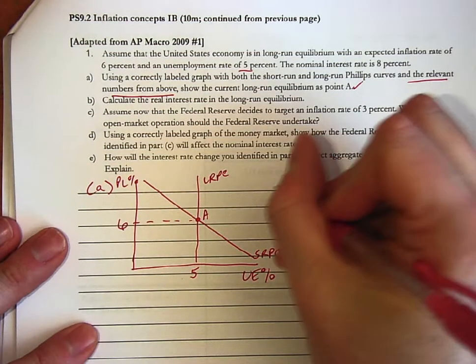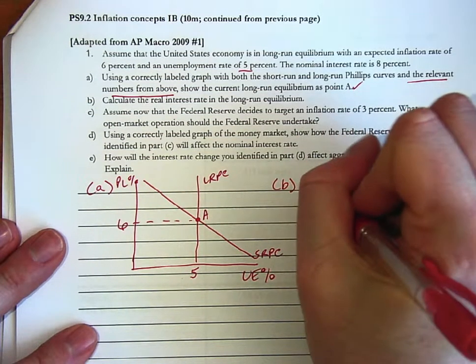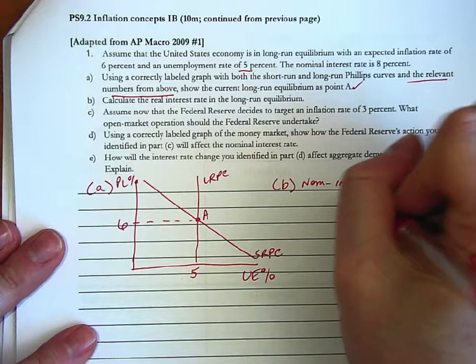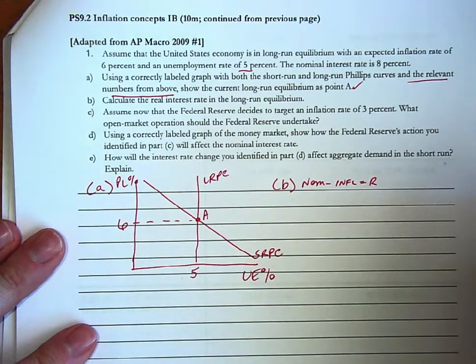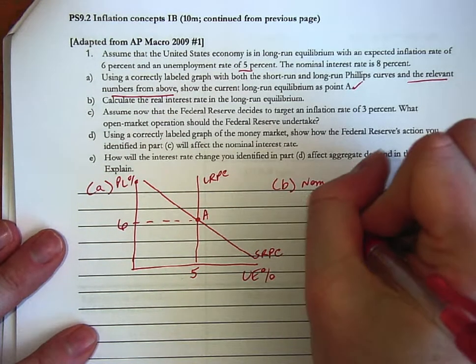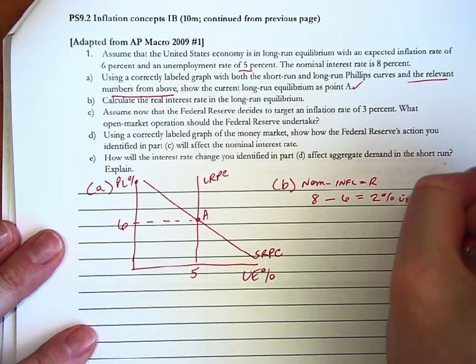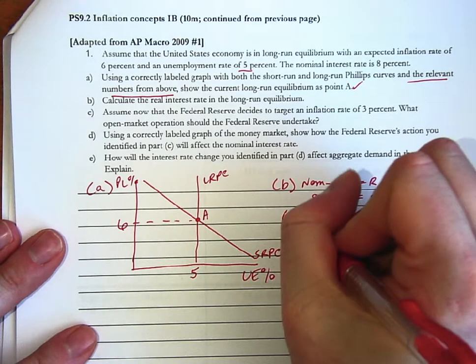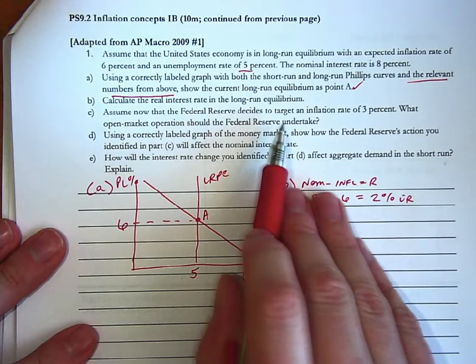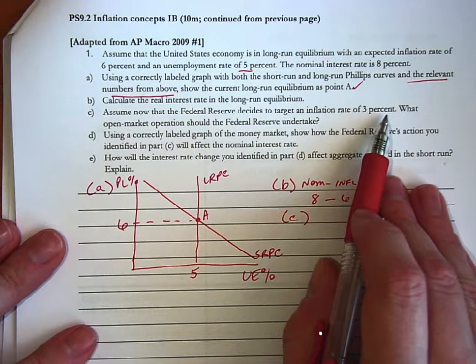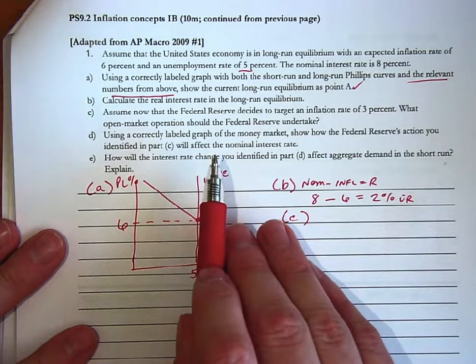Calculate the real interest rate. Well, that's just nominal minus the inflation is the real. The nominal is 8 minus 6 is 2% real interest. Now let's do part C. Assume now the Fed decides to target an inflation rate of 3%. What open market operation should it undertake?